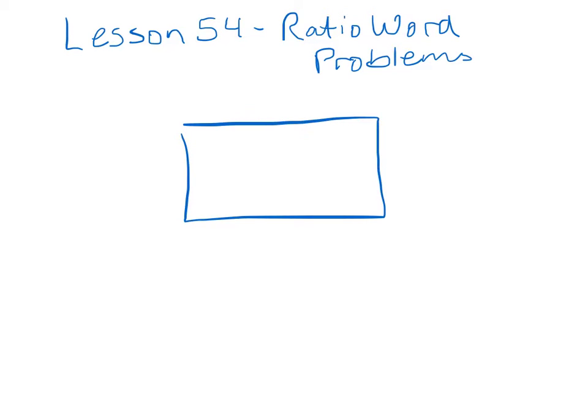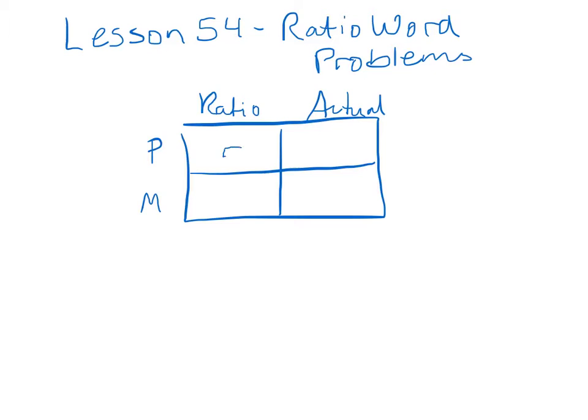We can figure this out by doing a ratio box. And we'll put P up here for parrots and M for macaws. Over here will be the ratio, and over here will be the actual number. So the ratio of parrots to macaws is 5 to 7.